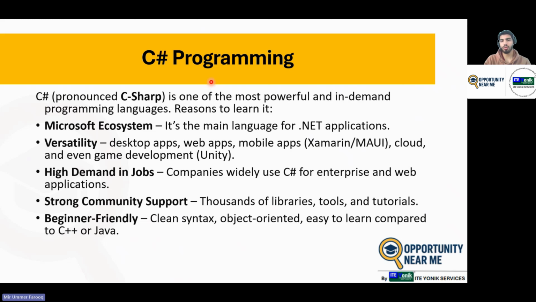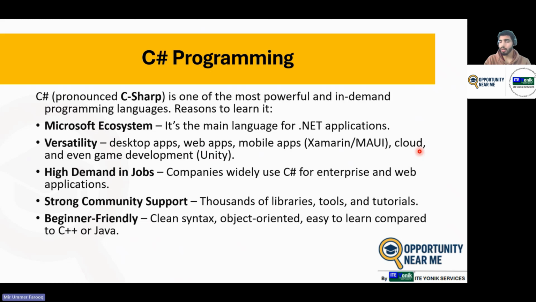C Sharp is one of the most powerful languages in today's world and is in high demand because of its advantages. First of all, it comes from Microsoft, and Microsoft has a huge ecosystem. It is the main language for .NET applications, basically. The applications that you see around you that have been created in .NET use the language C Sharp. Second thing, C Sharp is versatile. Versatile means that you can create a wide range of applications using C Sharp. Like you can create desktop applications, web applications, and mobile applications. For that, you have to use a third-party tool, Xamarin, or you can also use MAUI.